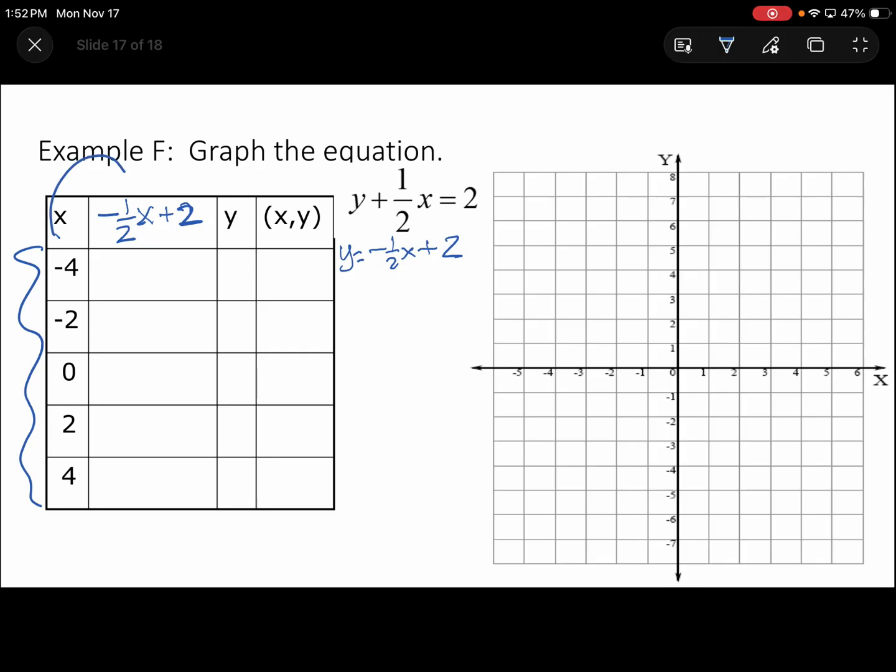All right, let's plug it in. What is -1/2 times -4 plus 2 going to give me? What is -1/2 times -4? Negative times a negative is a positive, and half of 4 is 2, so I have 2 plus 2, 4. So my first ordered pair is -4, 4. Let's plot it up here in quadrant number 2. Finish that table out right now.